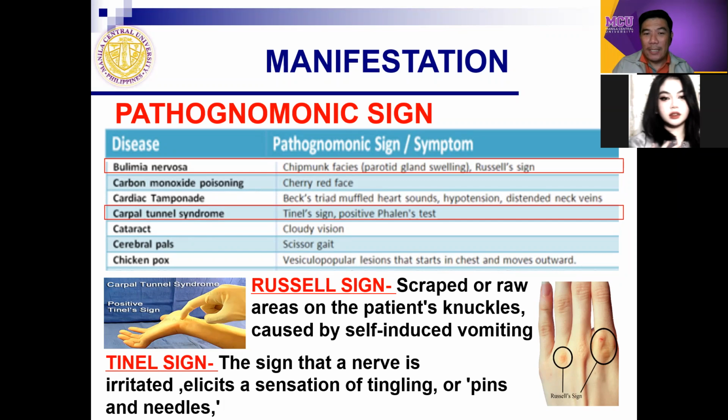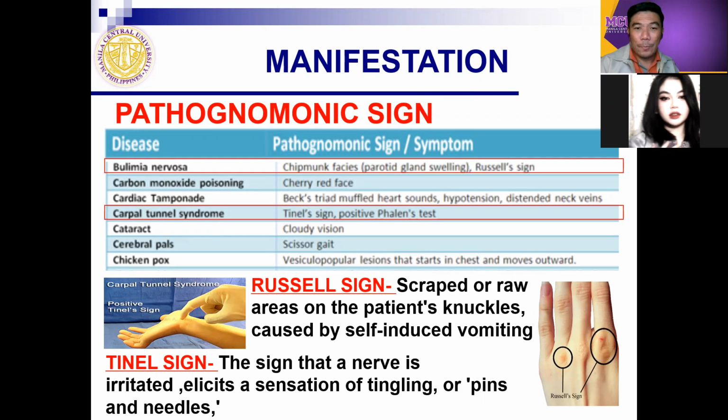Ang first niyan ay Tinel sign. Yung Tinel sign po, what you will do, ito yung nyo, ayan, ganyan. So pag pinress nyo ito, sana makita. Okay, the sign that the nerve is irritated. So pag pinress nyo dito, press yung nerve ha. Makaka-feel kayo ng parang pins and needles. May tingling. Ngayon wala akong nararamdaman. Pero pag naramdaman ninyo yung parang may tumutusok, tapos tingling talaga siya, yung pins and needles ang mararamdaman ninyo, that's pathognomonic sign. Yan sa carpal tunnel.